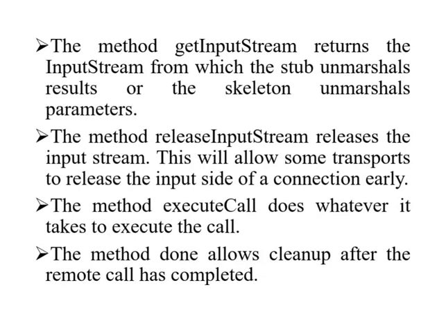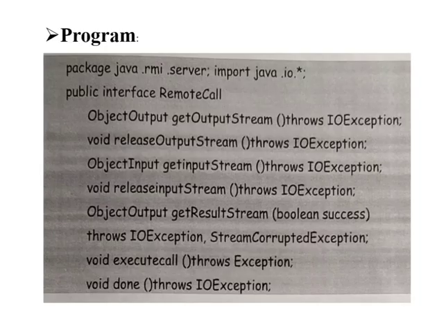Let us consider an example for the RemoteCall interface. The program: package java.rmi.server; import java.io.*; public interface RemoteCall { ObjectOutput getOutputStream() throws IOException; void releaseOutputStream() throws IOException; ObjectInput getInputStream() throws IOException; void releaseInputStream() throws IOException; ObjectOutput getResultStream(boolean success) throws IOException, StreamCorruptedException; void executeCall() throws Exception; void done() throws IOException; } This program represents how we can use the RemoteCall interface.